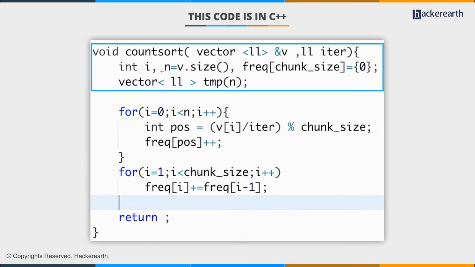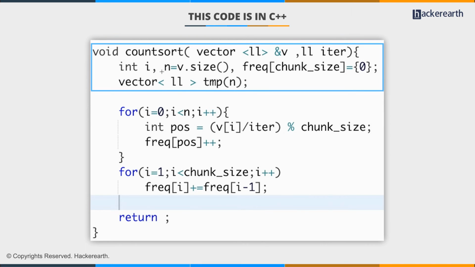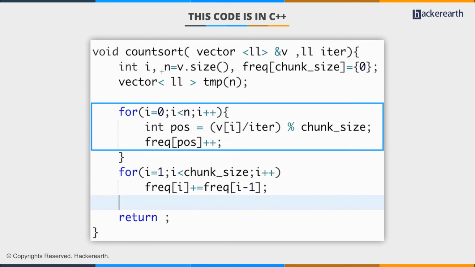N is the size of the vector. We declare a temporary vector to store the new array because we can't modify the original one. We store the frequency of chunk_size, because chunk_size is 10 to the power of 5, which stores values from 0 to 99999. This is because it's the diversity that the chunk can be in, that is, 0 to 5 nines, because it can be 5 digits. So we keep on storing the frequency of the current position, or the current chunk.